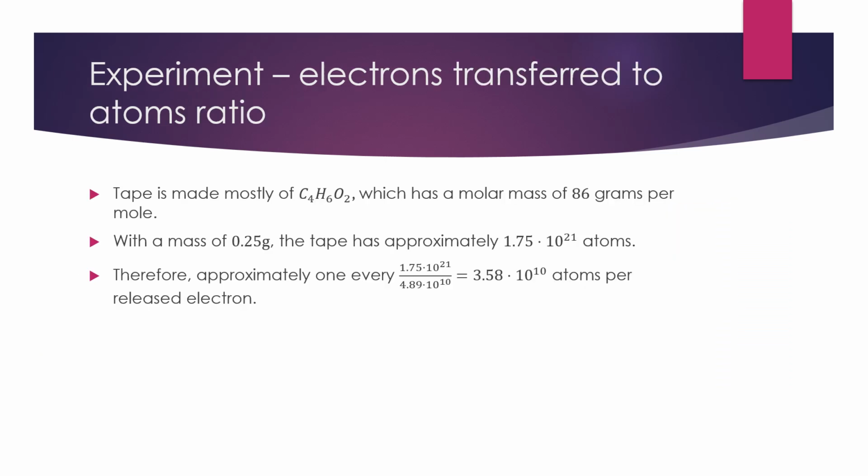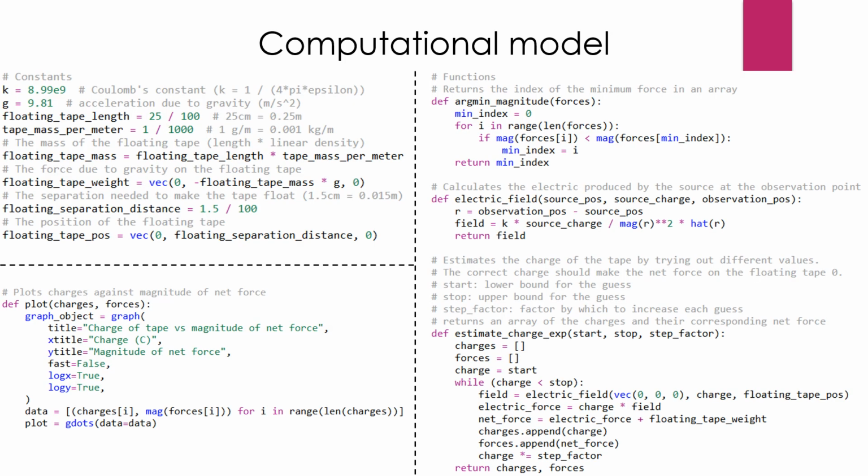To calculate the electrons transferred per atom, we searched the material that the tape is made of and calculated its molar mass. With this information, we determined that the tape has approximately 1.75 times 10 to the 21 atoms. Then we divide this number by the amount of transferred electrons, which gives 3.58 times 10 to the 10 atoms per released electron. In this slide, I explain how I programmed the computational model.